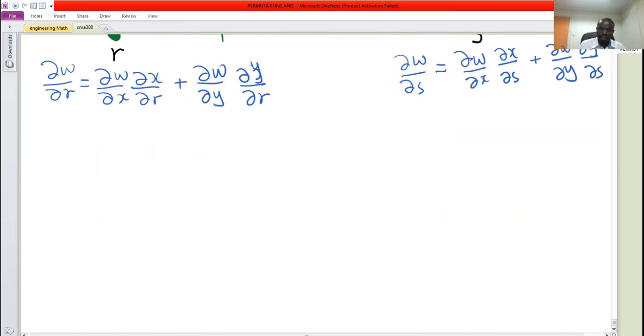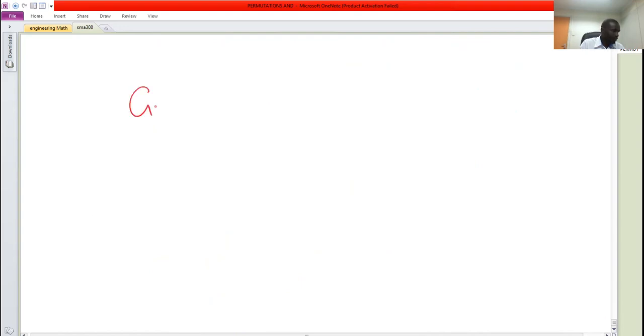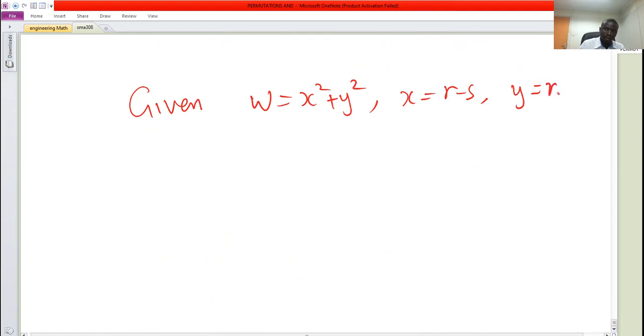And then another example. Given w equals x² plus y², x equals r minus s, and y equals r plus s. Find number 1, ∂w/∂r, and then number 2, ∂w/∂s.